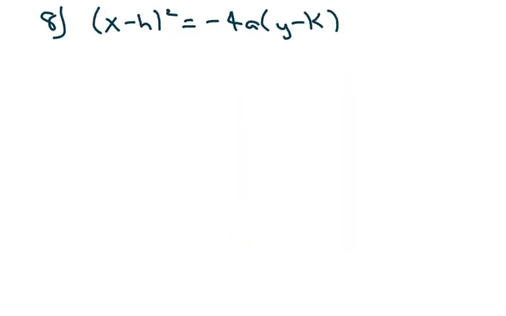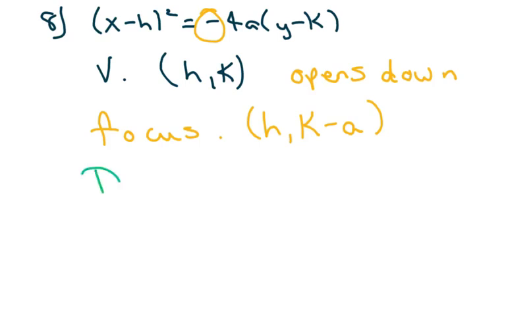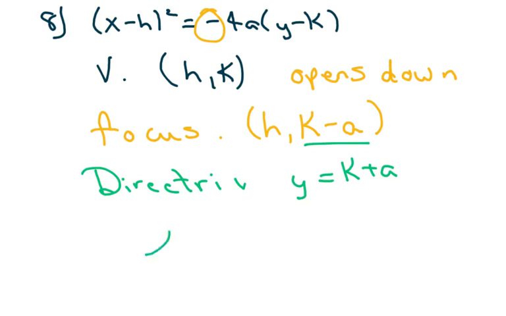And then for the last one, we have our vertex is still H, K. This opens down because of this negative. The focus is on the K part. So that's going to be H, K minus A because it opens down. The directrix is just this, but with a plus. So that's going to be y equals K plus A. And your LR, your latus rectum, is 4A.